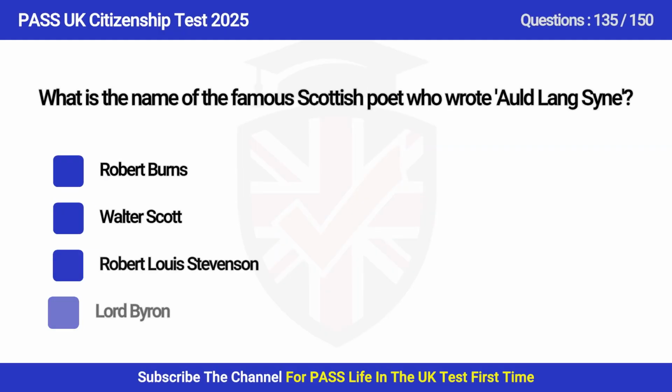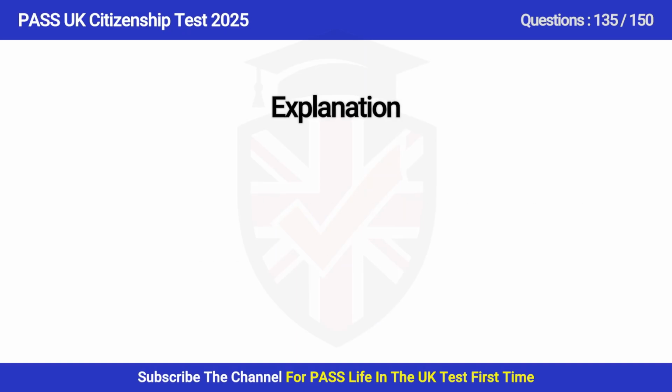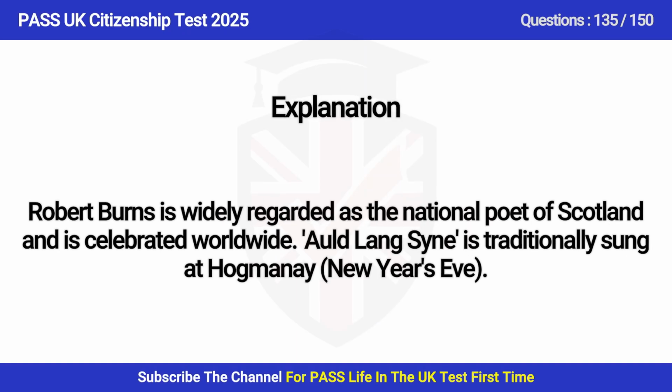Question 135. What is the name of the famous Scottish poet who wrote Auld Lang Syne? A. Robert Burns. B. Walter Scott. C. Robert Louis Stevenson. D. Lord Byron. Answer is A. Robert Burns. Robert Burns is widely regarded as the national poet of Scotland and is celebrated worldwide. Auld Lang Syne is traditionally sung at Hogmanay, New Year's Eve.